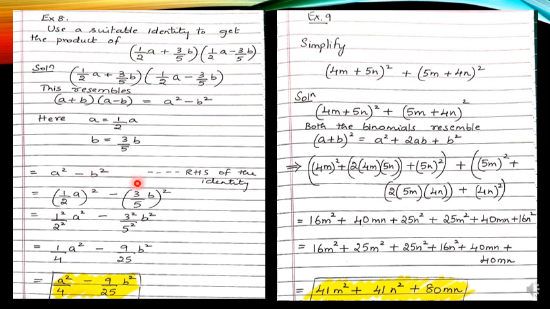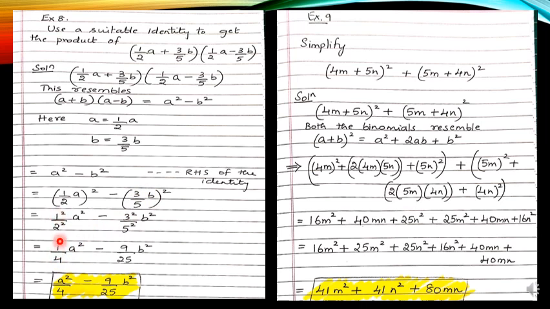So b square is going to be 3 by 5b the whole square. Next step, you should be giving the square for all the terms inside the bracket. So it is going to be 1 square by 2 square into a square minus 3 square by 5 square into b square. We are just giving this whole square to all the terms inside.